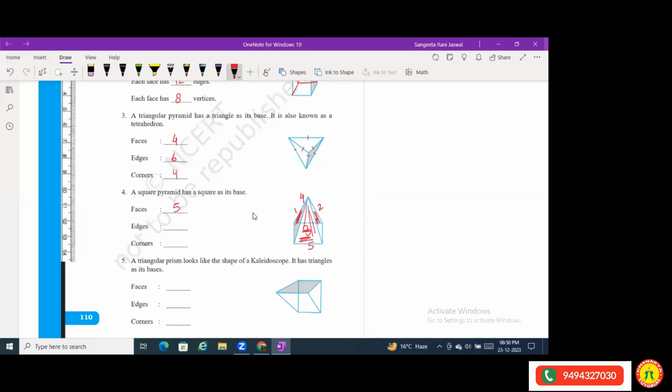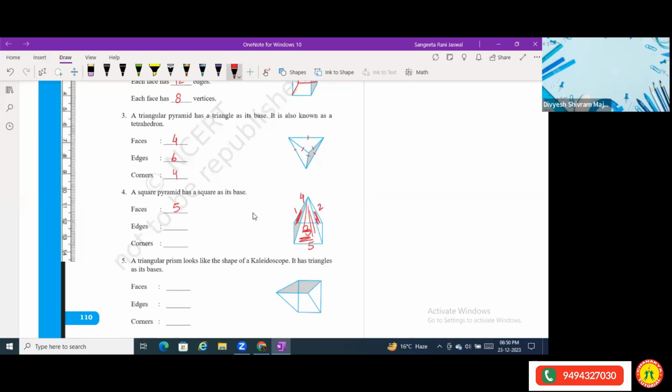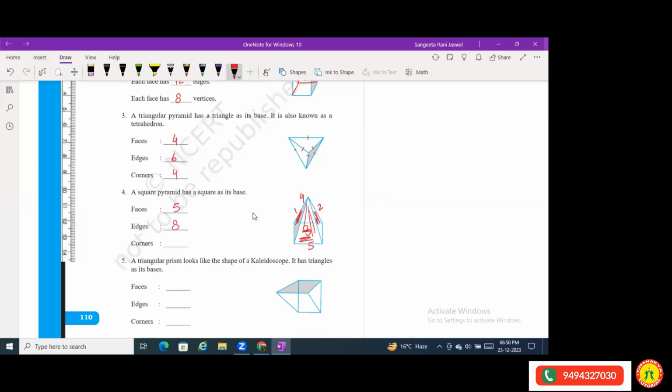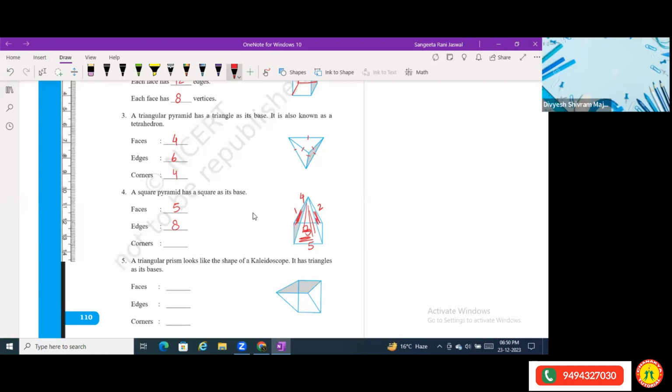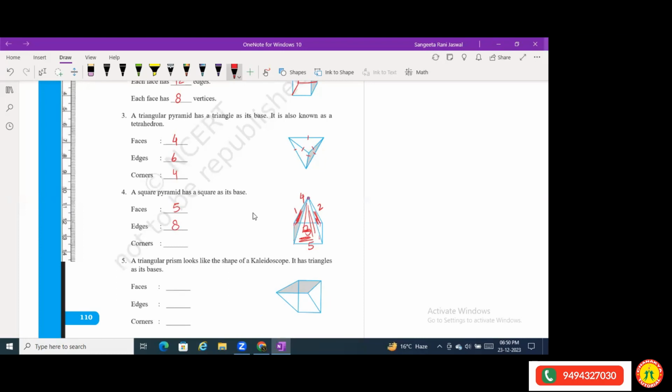And how many edges? Four edges are at the base, and four on the sides: 1, 2, 3, 4. So 8. Okay. How many corners are there? 5 corners: four at the base and one at the top. So that's 5.